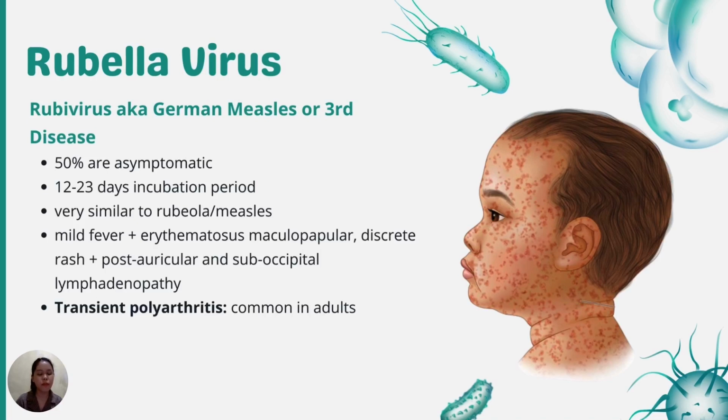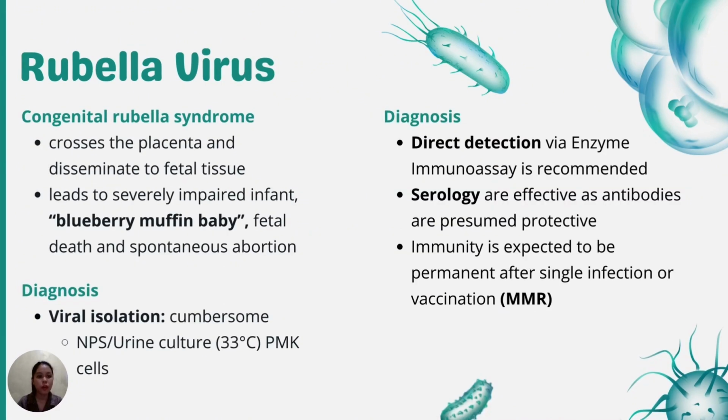Tapos, yung isa naman sa signs and symptoms na makikita sa mga adults na unvaccinated ay nagkakaroon po sila ng transient polyarthritis. Dito po sumasakit yung kasukasuhan. Itong transient polyarthritis na to, it is much more common in adults pero yung mga bata or children ay pwede rin pong magkaroon nito. So, to continue po, yung pinakamalalang epekto ng ating rubella virus ay yung congenital rubella syndrome.